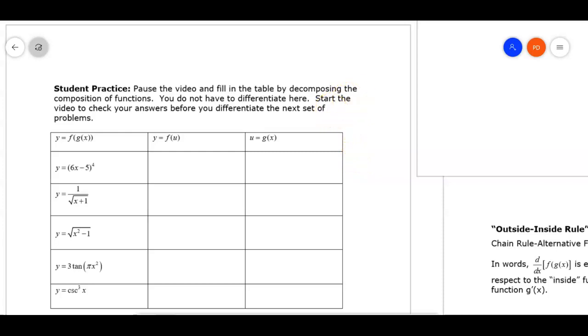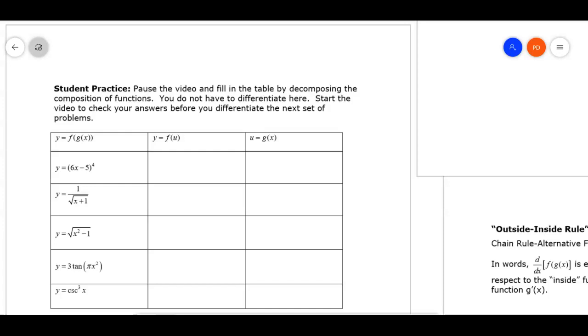You pause the video, and I want you to find out what the inner and outer functions are, basically. Break this up into y is the function of u, and u is the inner function. I would start by defining the inner function maybe. So try that. Don't take the derivative, just break these up. Stop the video and then come back.